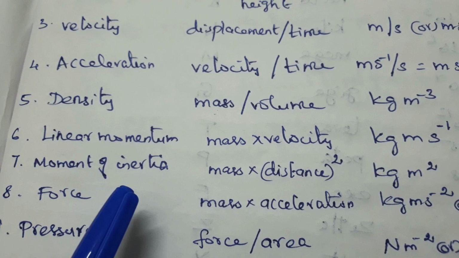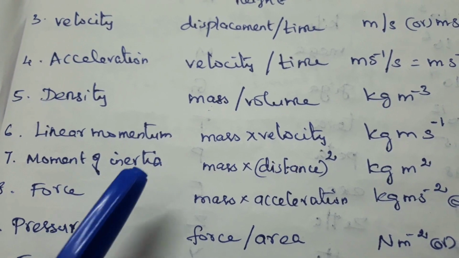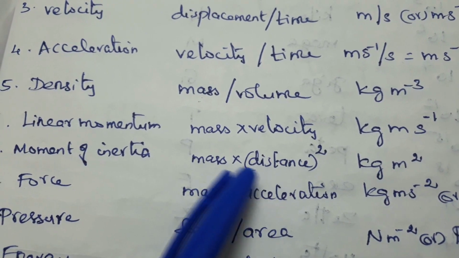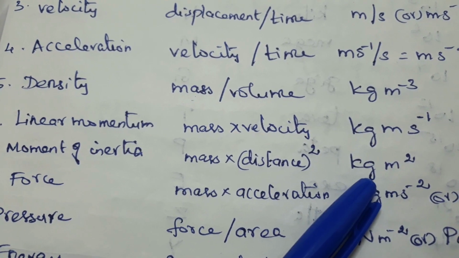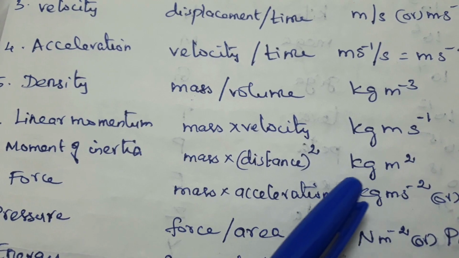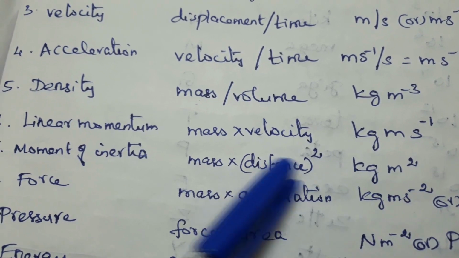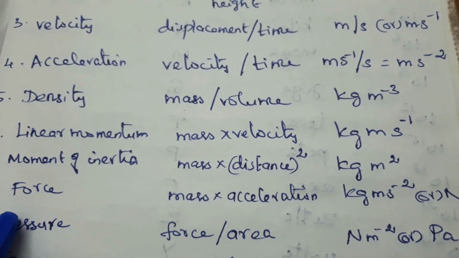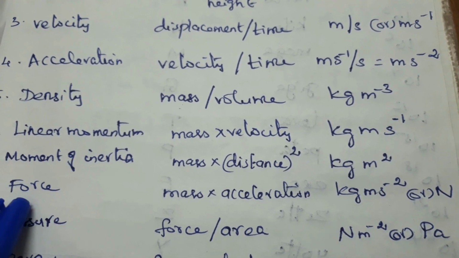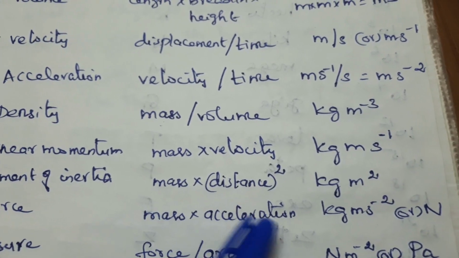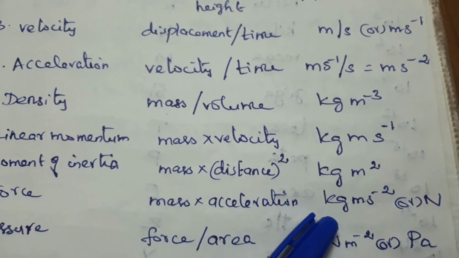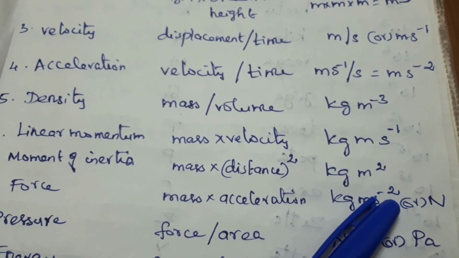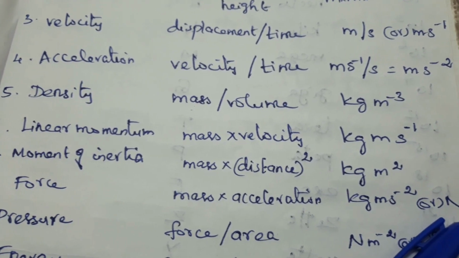Moment of inertia. What is the unit of moment of inertia? First expression: mass into square of distance. So mass into distance square. Unit of mass is kilogram. Unit of distance is meter. So we can write kilogram meter square. Force. Already you know the familiar unit of force. What is the unit of force? Yes, Newton. So force expression, force equal to m a, mass into acceleration. Mass unit is kilogram, acceleration unit is meter second raised to minus 2. So kilogram meter second raised to minus 2, or else we can write Newton, capital N.